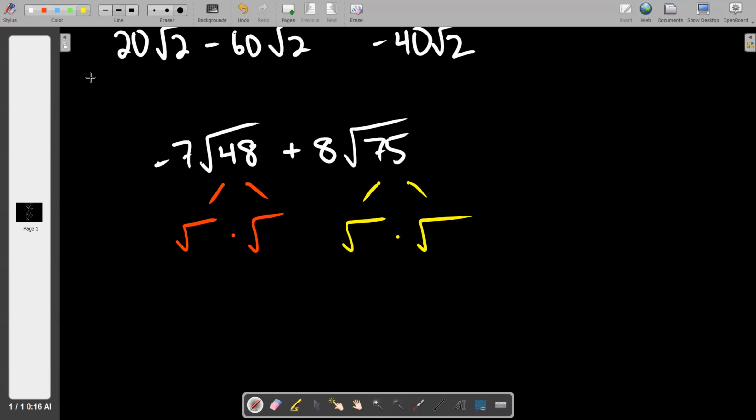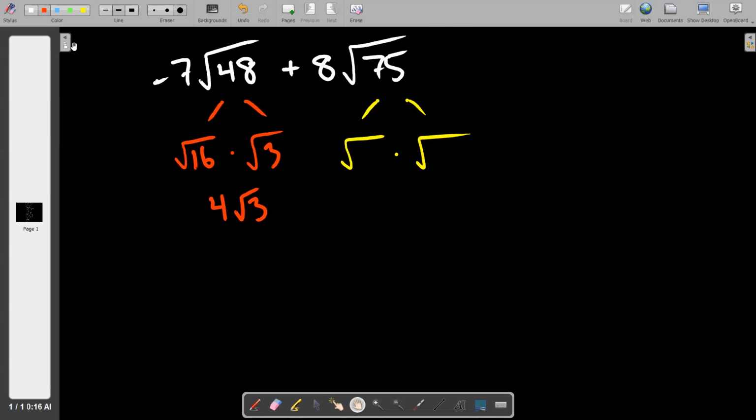So when we break down a 48, we have to train ourselves to think of 16 and 3. 8 and 6 is trash. 4 and 12 is trash. Right. And so what does that red part become? Good job. So the entire left side becomes what? Negative 28. Negative 28 root 3. Good job. So the left side is done.